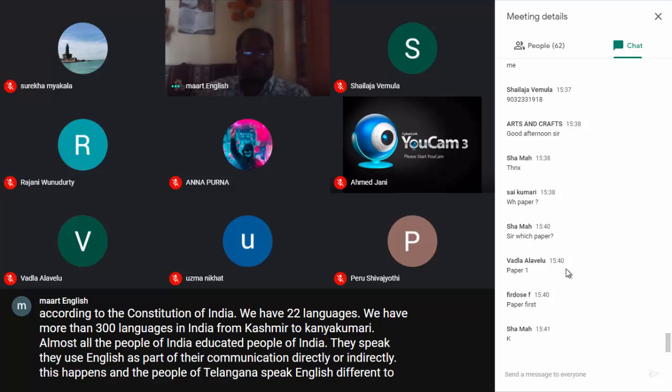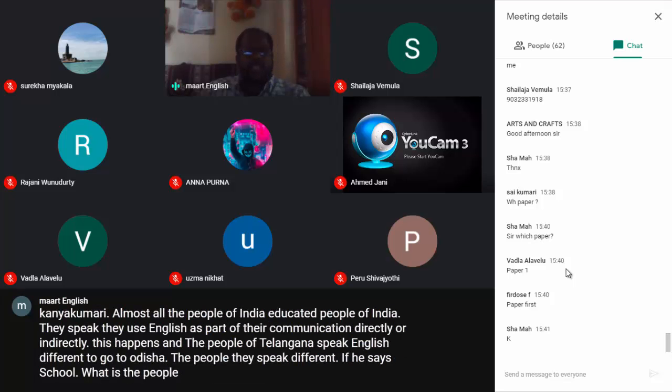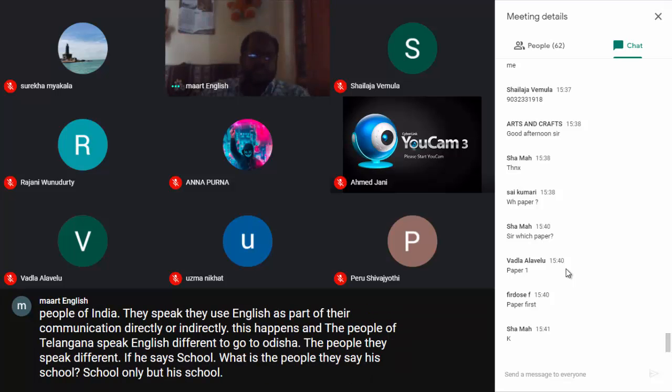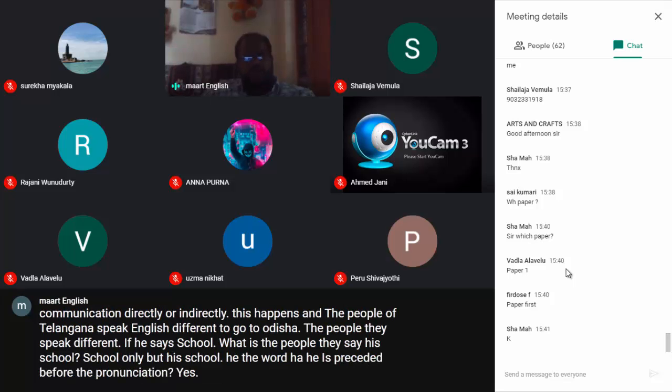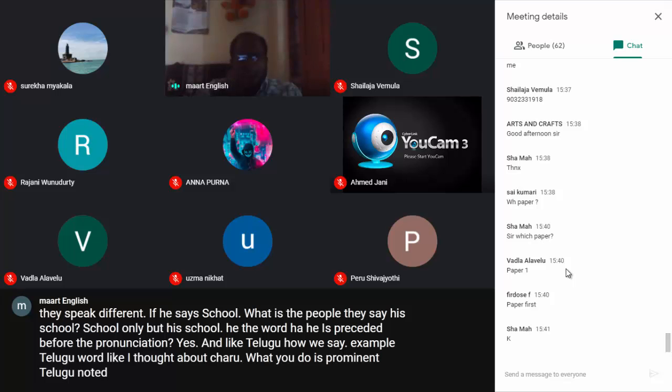You go to Odisha, the people speak differently. If we say school, Odisha people say "his school". The sound "he" is placed before the pronunciation. Like Telugu, for example, the Telugu phrase "Atadu Vachadu" is the prominent, textbook Telugu.